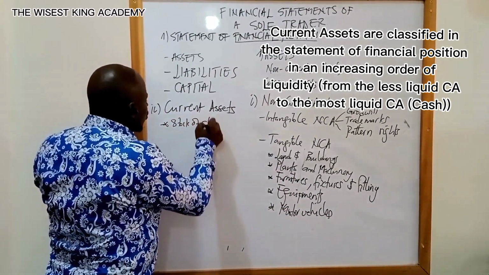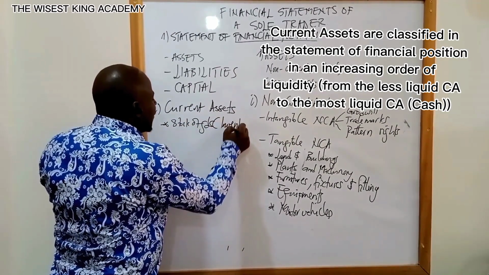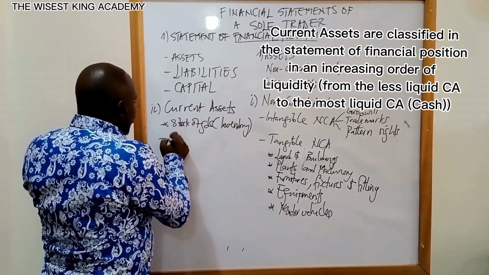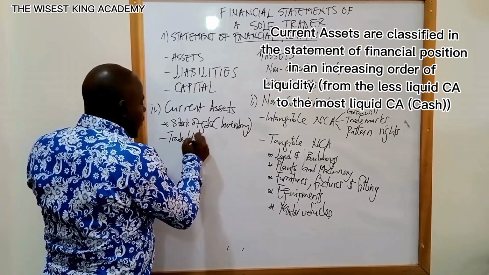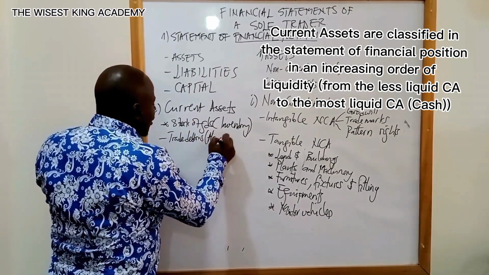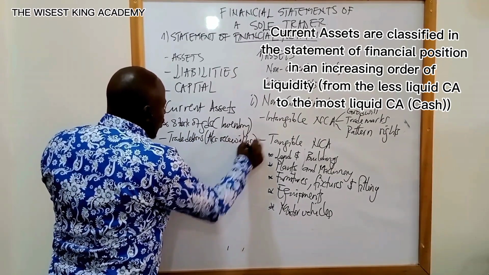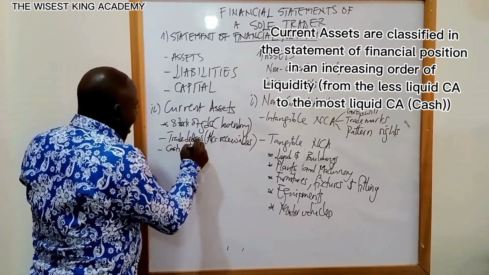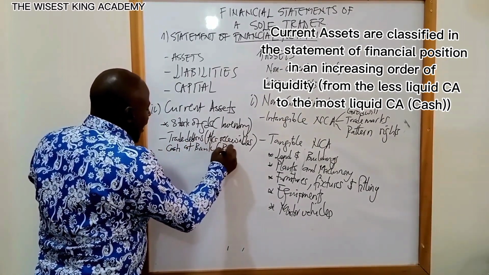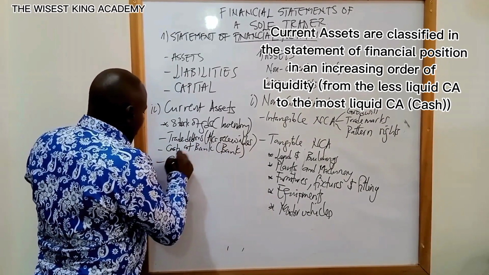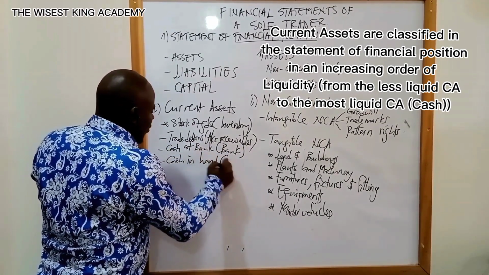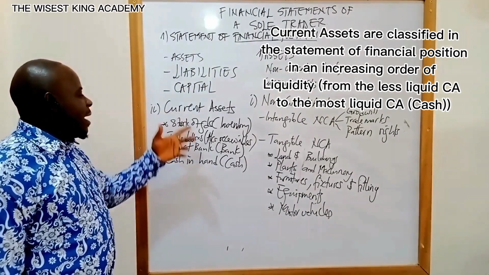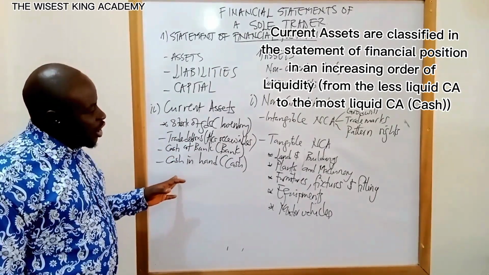stock of goods, which we call inventory. Stock of goods, that's inventory. Trade debtors, which we also call account receivables. So when you hear of receivables, it means debtors. We also have cash at bank, which is summarized as bank. And we have cash in hand, which is simply cash. So this is the classification of current assets in the statement of financial position.